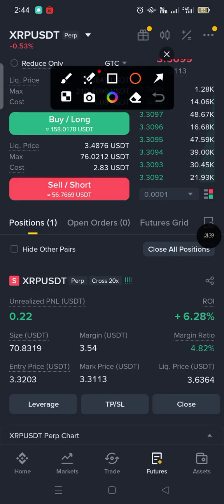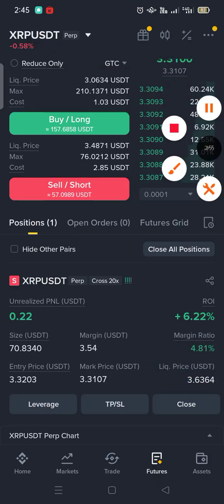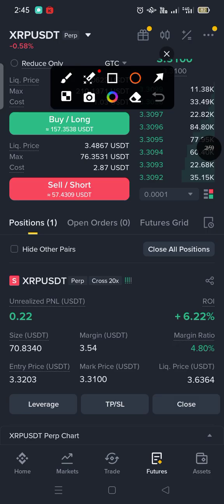Your liquidation is right here. You can see the market is on my side. You can see the liquidation, that is the LIQ price, which means the full liquidation price. So if the market goes against me, since I'm using cross, and the price goes up to 3.6364 USDT, then the market will be closed automatically. That is, I've been liquidated and I will be in a loss.